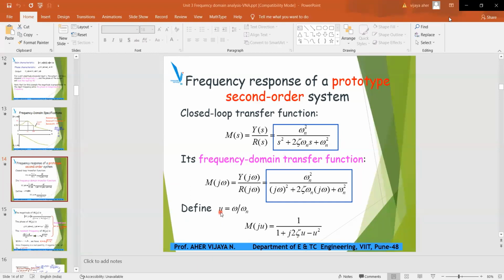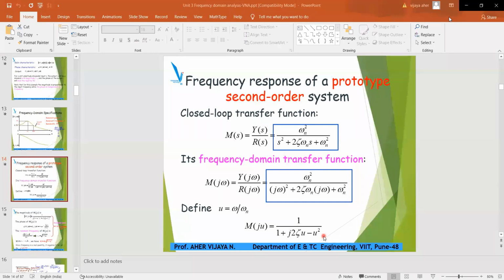So this u is nothing but normalized frequency, which I have taken as omega divided by omega n, with j squared equal to minus 1, and square of that. So my equation for the frequency domain transfer function in terms of normalized frequency, denoted by letter mju, is equal to 1 divided by 1 plus j 2 zeta u minus u square.